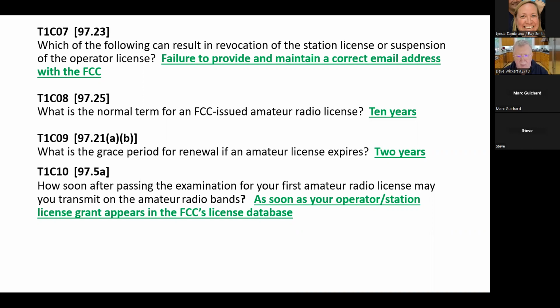How soon can you transmit? As soon as your license appears in the FCC license database in the ULS. So just because you pass your exam doesn't mean you can immediately go out and start to transmit. You have to have a call sign to identify yourself, and you don't get a call sign until you're licensed from the FCC and you show up in the ULS database. That's typically a 3, 4, or 5 day activity, depending on how long it takes you to pay your $35 application fee, before you can operate.